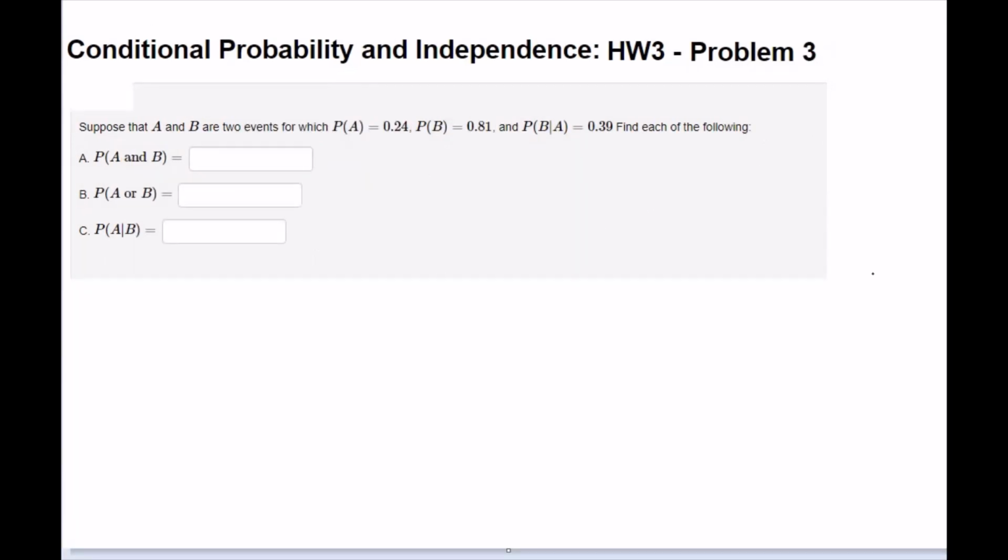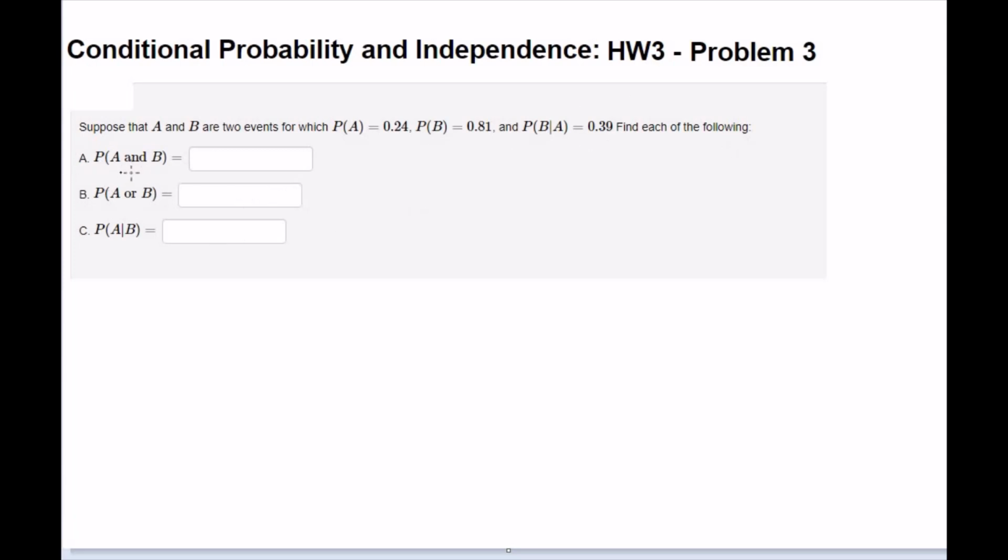Problem number 3. Suppose that A and B are two events for which probability of A is 0.24, probability of B is 0.81, and probability of B given A is 0.39. Find each of the following.